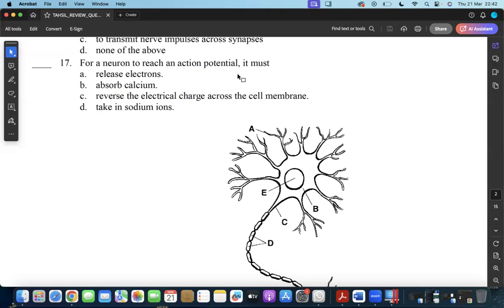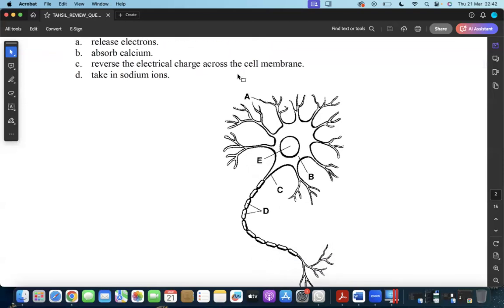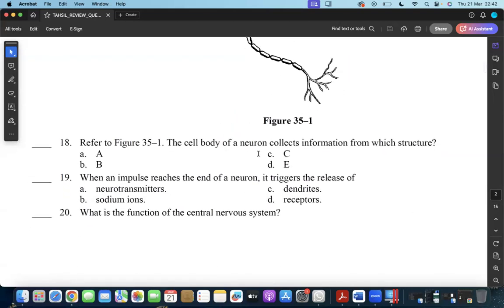And D says take in sodium ions. They seem to be very close to that, but reverse the electrical charge across the cell membrane is the most correct. Because if you could remember, we talked about the potassium and sodium across the cell membrane. Once they reverse the electrical charge across the cell membrane, it means they've reached the action potential. So I want you to recollect from what we did before.